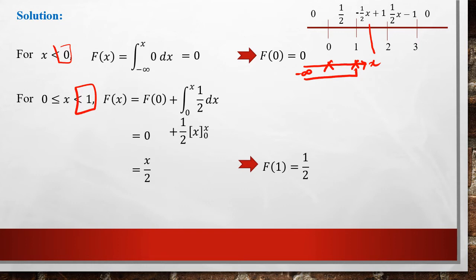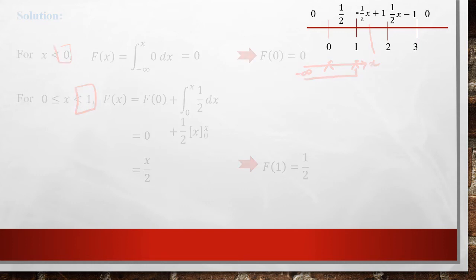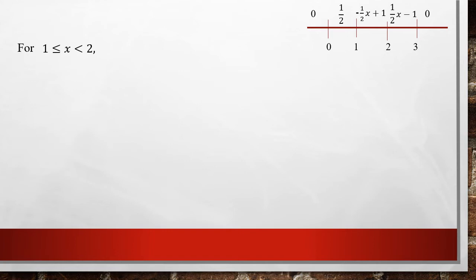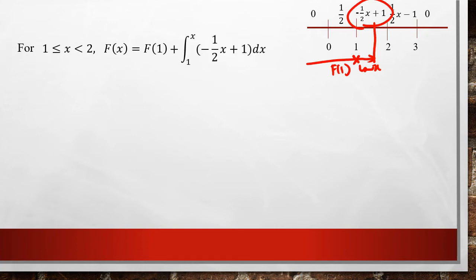Okay, so for the next interval, we can directly put capital F of 1 plus the integral. The latest transition is at 1, so capital F of 1, and then we add up from 1 to x with the function negative 1 over 2 x plus 1. We just have to integrate once for each of the functions. F of 1 is equal to 1 over 2.